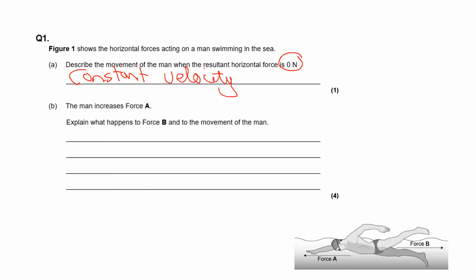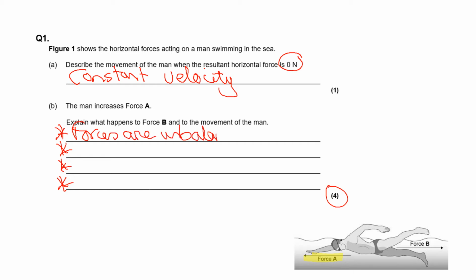Okay, part B. The man increases force A, which is obviously the force he's using to propel himself along. And then we're asked to explain what happens to force B and then the movement of the man. Now you'll notice there's 4 marks. So again, I'm going to suggest 4 bullet points to make sure that we make 4 separate points to explain what's going on. So if we increase force A, then the forces are no longer balanced. So we need to mention that forces are unbalanced.